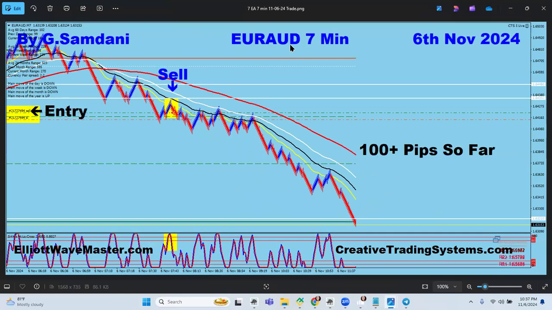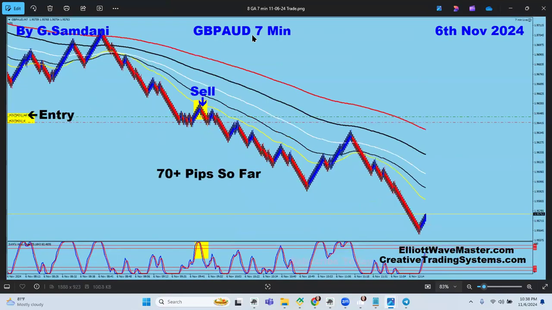Then the Euro Aussie here, sell order is right there on the 6th for 100 pips. This is Pound Aussie. Aussie got strong, so both went down, both of these pairs, Euro Aussie and Pound Aussie. Sell order is right there. Entry is here, 70 pips to the downside on the 6th.